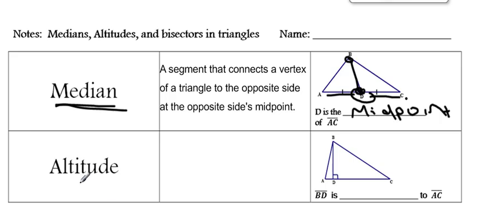An altitude. An altitude exists in a triangle and starts at the triangle's vertex, connected to the opposite side of that vertex at a right angle. So looking at the picture, we have BD that is perpendicular to AC, and because it starts here at B, the vertex of the triangle, to the opposite side at a right angle.